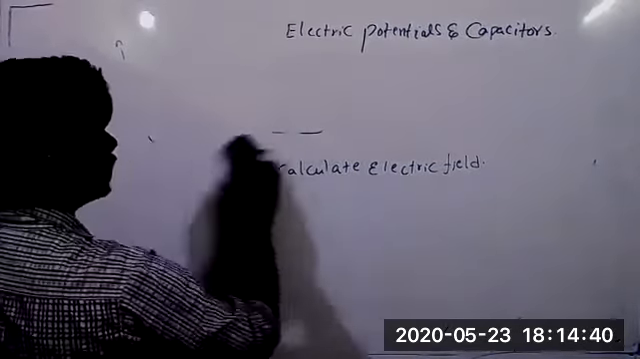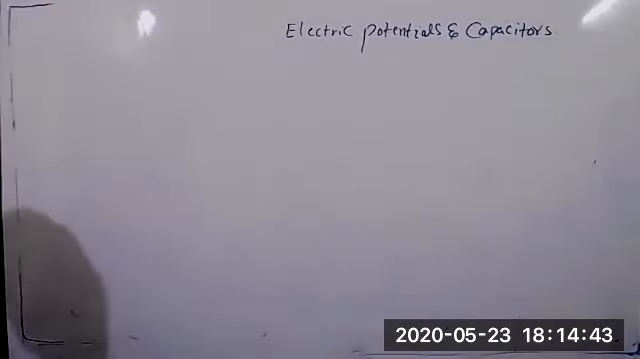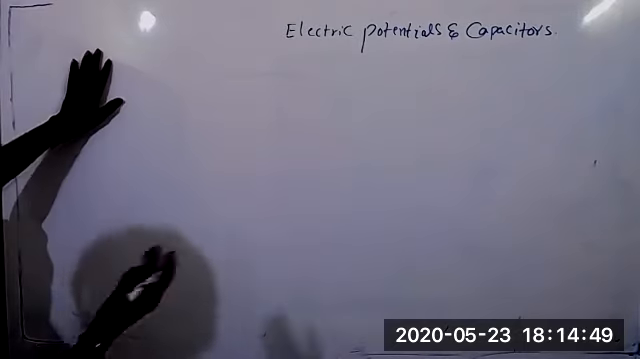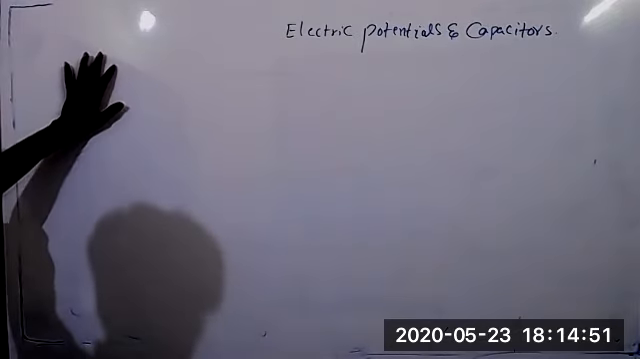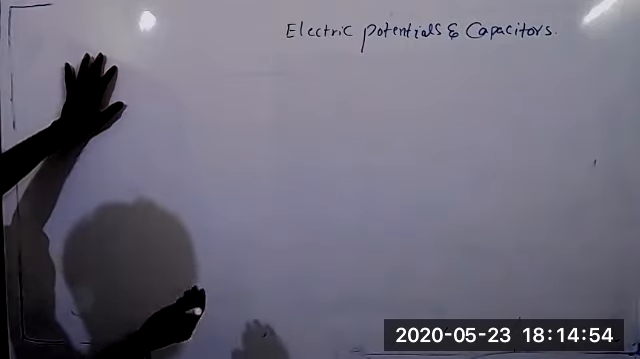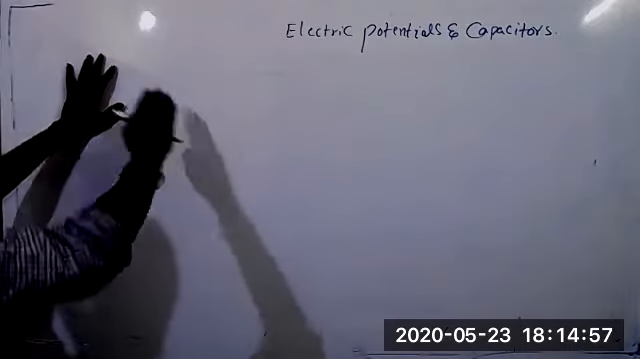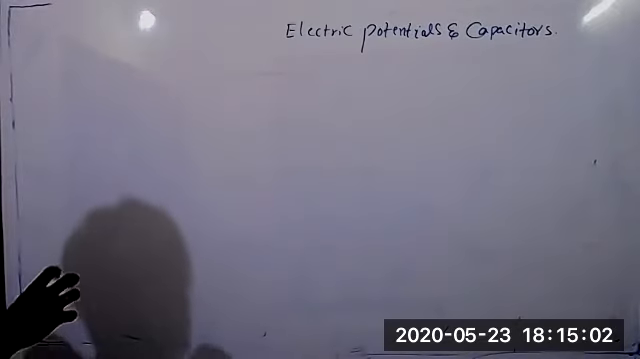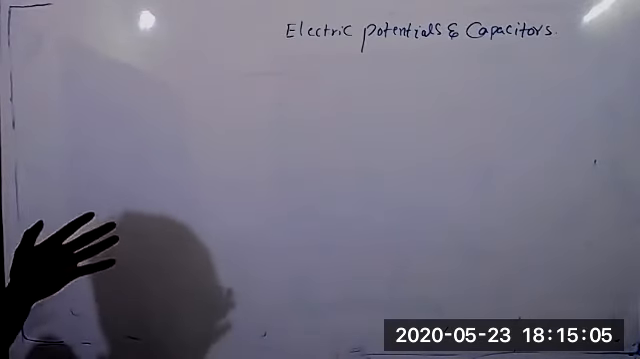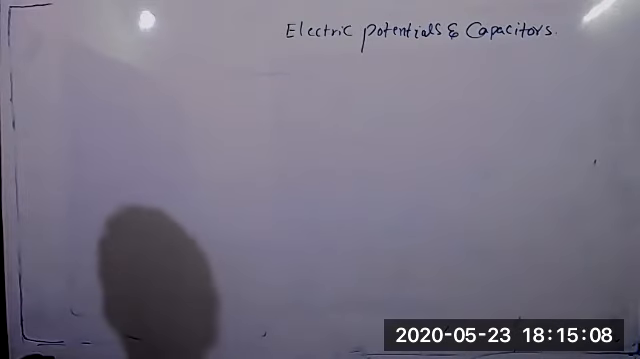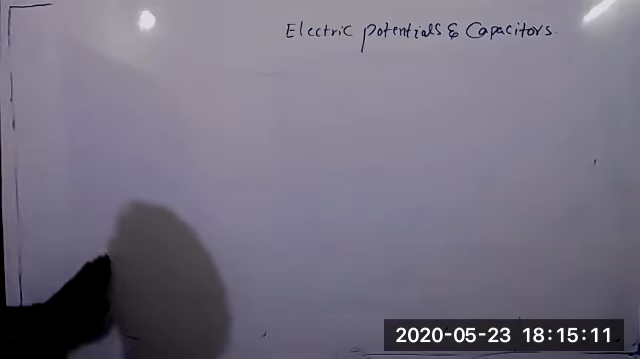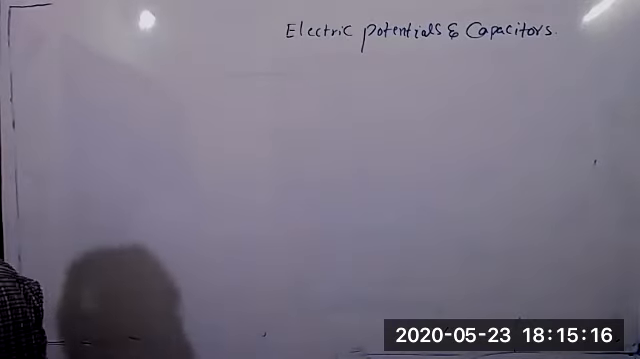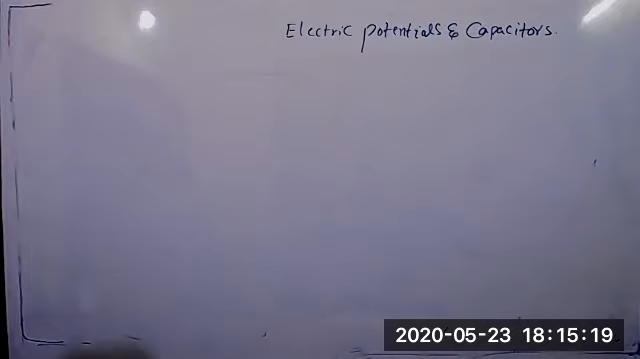Till now we have discussed three types. One is work done. One is potential: when a uniform electric field is given, how to calculate potential, and when a non-uniform electric field is given, how to calculate potential. And if potential is given, how to calculate the electric field. That's what we have discussed. Now I want to talk about potential energy, electrostatic potential energy. Electrostatic potential energy can be defined for a single charge. Is it correct or not?